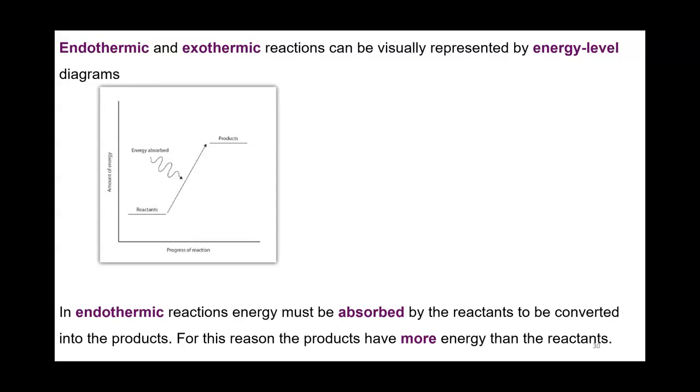Another way of indicating whether a reaction is endothermic or exothermic is to use what's referred to as an energy level diagram. In one of these diagrams, you'll have energy on the y-axis and progress of reaction on the x-axis. We'll have our reactants on the left and our products on the right. In an endothermic process, energy is being absorbed, and so for this reason, the products will always be at higher energy than the reactants.